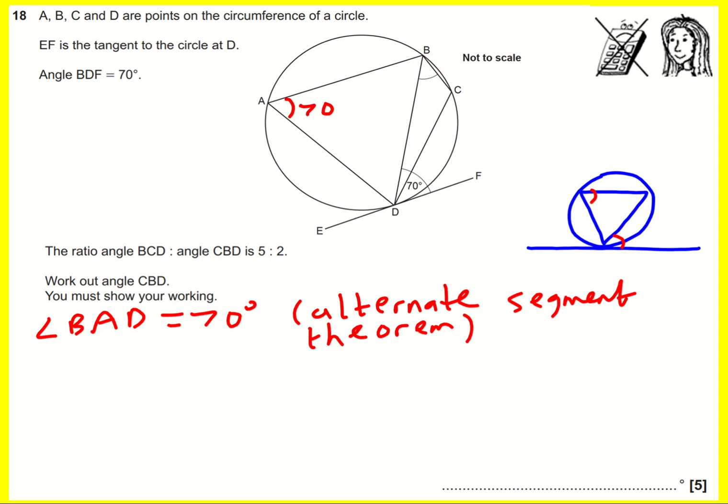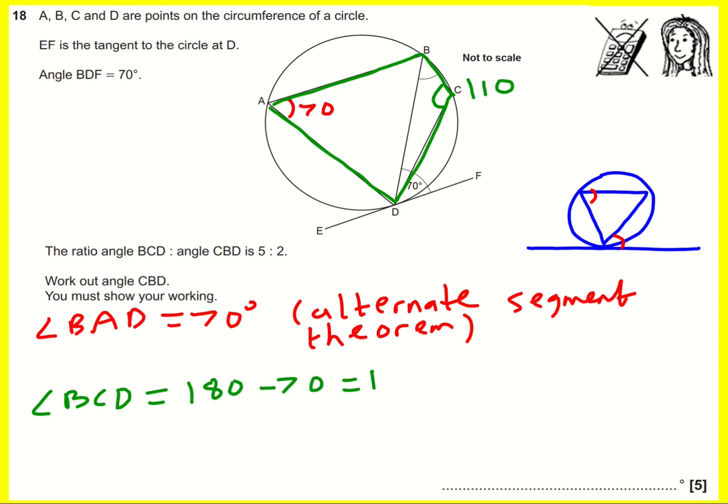Right, what next? Well, there's something else going on. We actually have a cyclic quadrilateral here. And that means I can work out this angle here. It's going to be 110 because the two must add up to 180. So angle BCD is 180 minus 70, which is 110 degrees, cyclic quadrilateral.